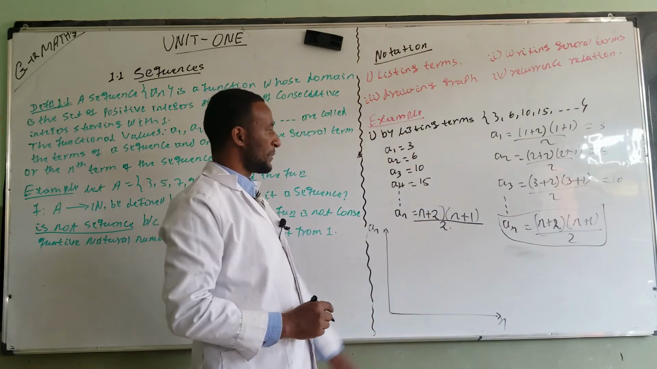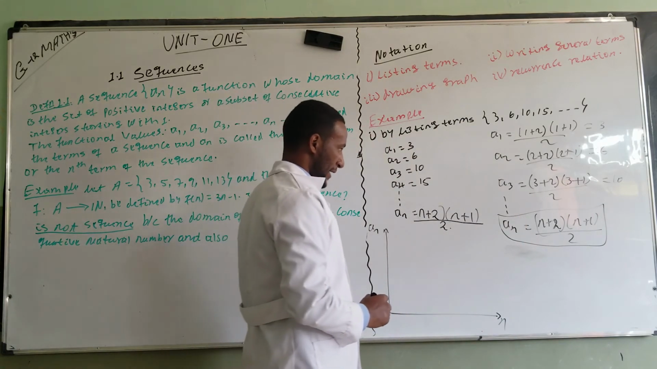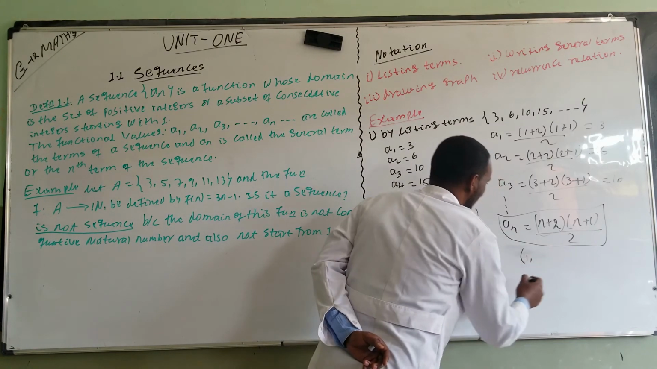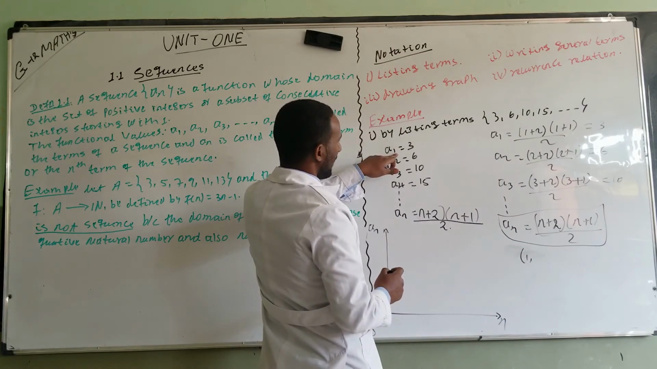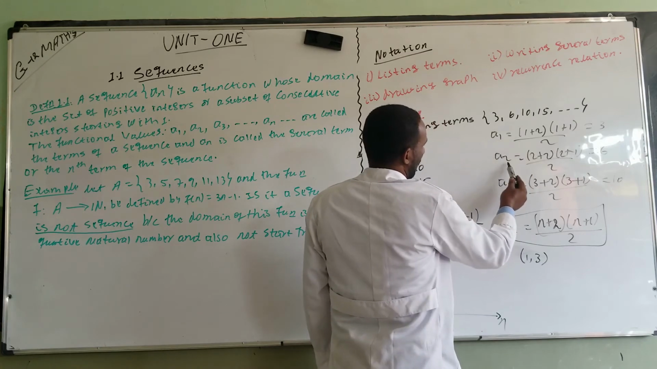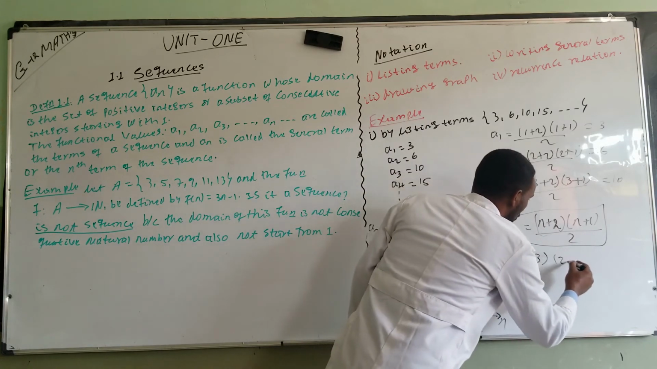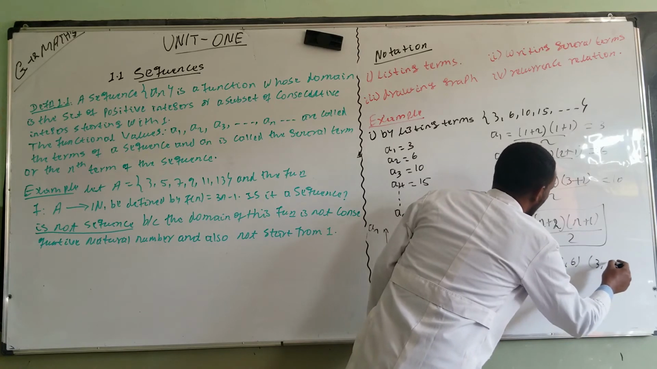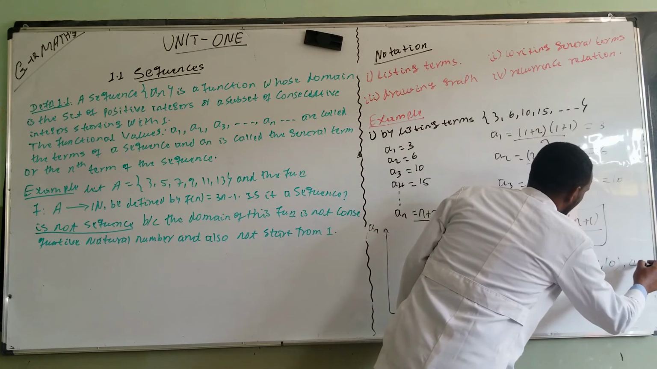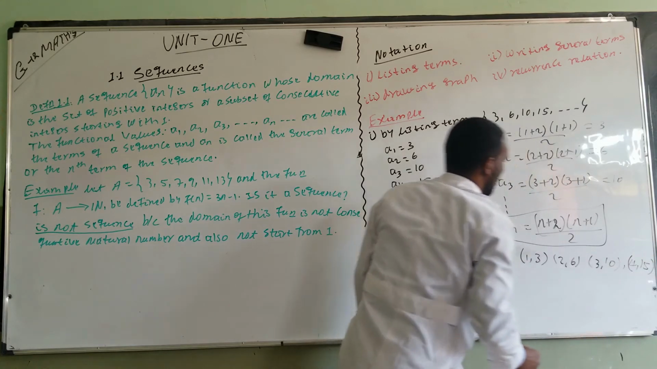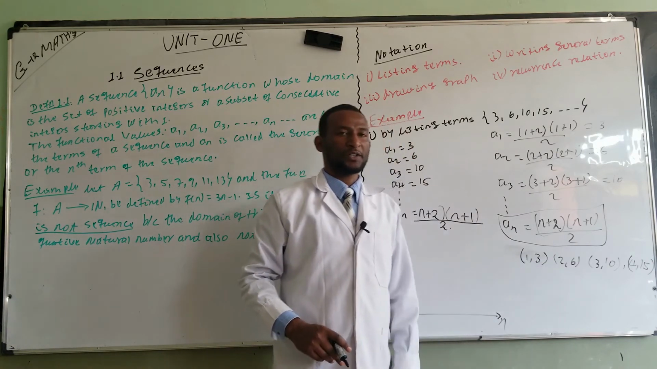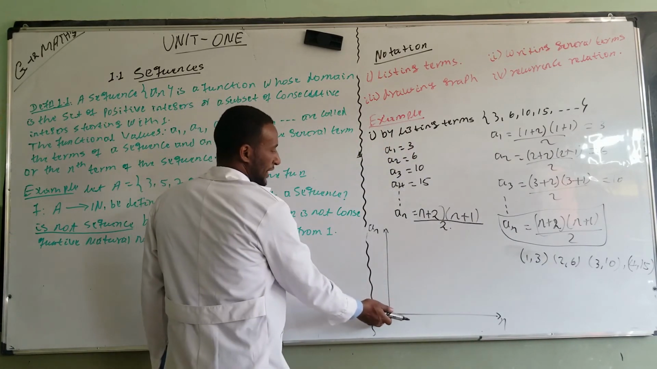Let us replace n with 1. Then the ordered pair is 1 comma 3. When we substitute n is equal to 1, it becomes 3. When we replace n with 2, it becomes 6, then 2, 6, then 3, 10, 4, 15. Then we can plot these points on this coordinate plane.